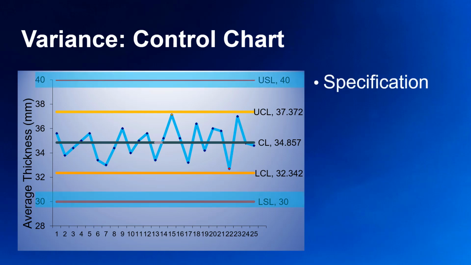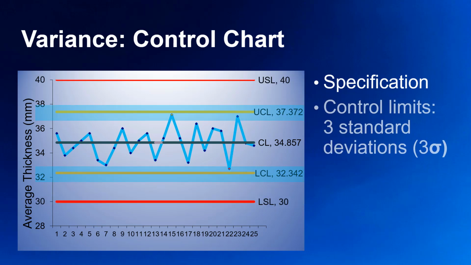The upper specification limit and lower specification limit mark what the customer specifies as the acceptable range of variation in deliverable quality measurements. The upper and lower control limits are always 3 standard deviations from the mean, which means that 99.73% of all our measurements should fall between these 2 lines.